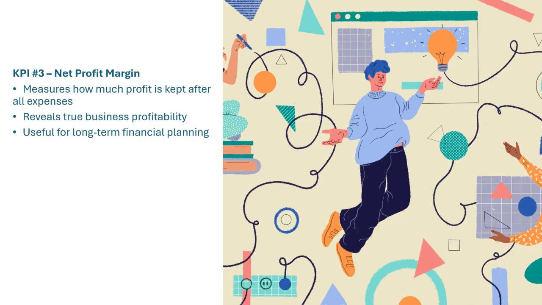And honestly, this is one of the more eye-opening numbers for small business owners. Because you could have a business that looks successful on the outside and still have very little left at the end of the month. If your net margin is too low, you may need to raise prices, reduce overhead, eliminate waste, or improve operational efficiency. This KPI tells the truth.